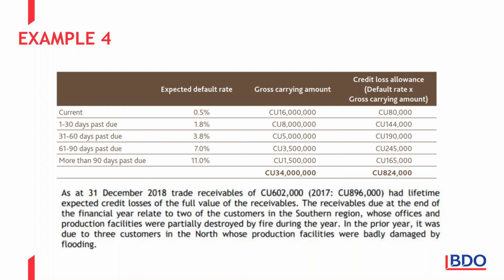The bit at the bottom is a bit of disclosure talking about concentrations, and they talk about at the end of December 2018, which is the year in this case, there were a couple of receivables that had the full value essentially provided for, and they talk about that being related to 2 customers in the southern region. So there's a southern region where they do their trade. That's where the concentration is. There's clearly a problem there, and the reason why is the production facilities of those receivables were destroyed in fire.